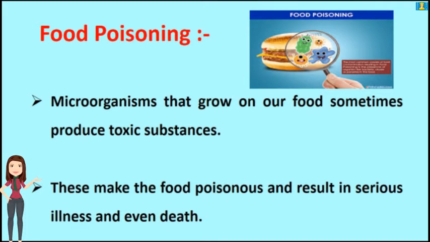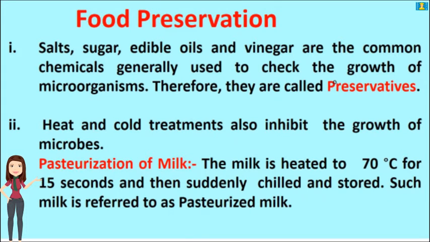Food poisoning. Microorganisms that grow on our food sometimes produce toxic substances. This makes the food poisonous and result in serious illness and even death. Food preservation. Salts, sugar, edible oils and vinegar are the common chemicals generally used to check the growth of microorganisms. Therefore, they are called preservatives.